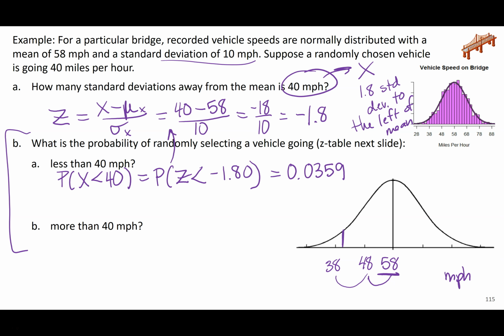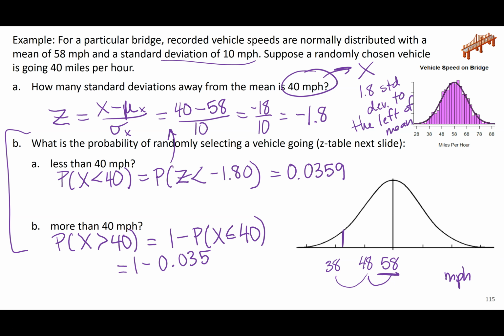0.0359. And then if I want to know more than 40 miles per hour, that's just going to be equal to 1 minus the probability that x is less than or equal to 40. So 1 minus the 0.0359. So if this is 0.0359 on the side, this white area is going to be 1 minus 0.0359. Because remember, if you add all the area under the curve, it has to add to 1. That's why I'm doing this 1 minus bit.